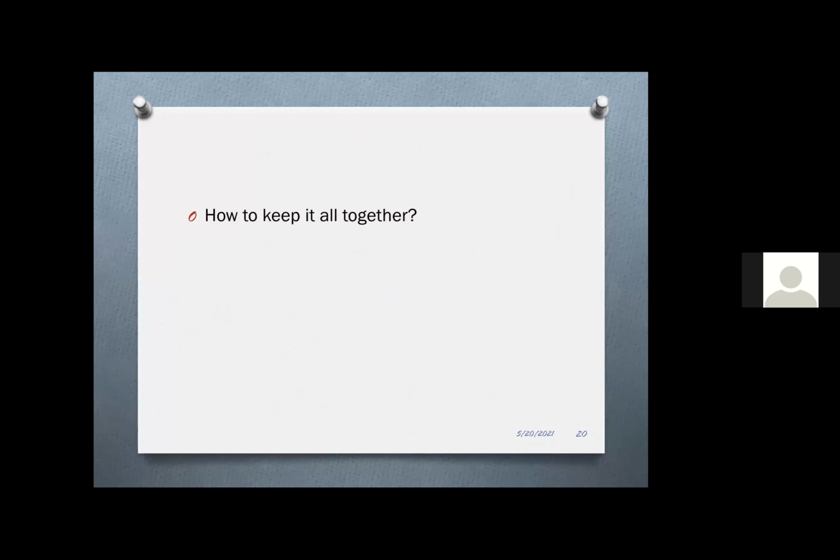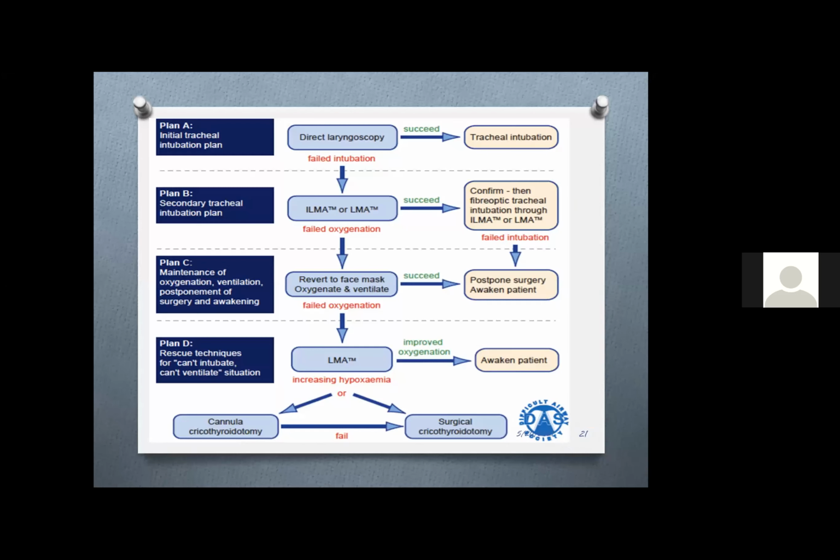How to keep all these drawers together with the assessment, the patient, and the strategy? There are different algorithms available in the literature, but today I'm going to talk to you about the Difficult Airway Society. The Difficult Airway Society has a nice algorithm. They divide the algorithm into four plans. If you can see it on the left side of the screen, plan A, plan B, plan C, and plan D. There is a dot between each plan, which means if you are on plan A, you're going to try it with a direct laryngoscope. If you cannot do it, which is the usual scenario that we're doing, then you move to the second step, which is plan B, using the LMAs.